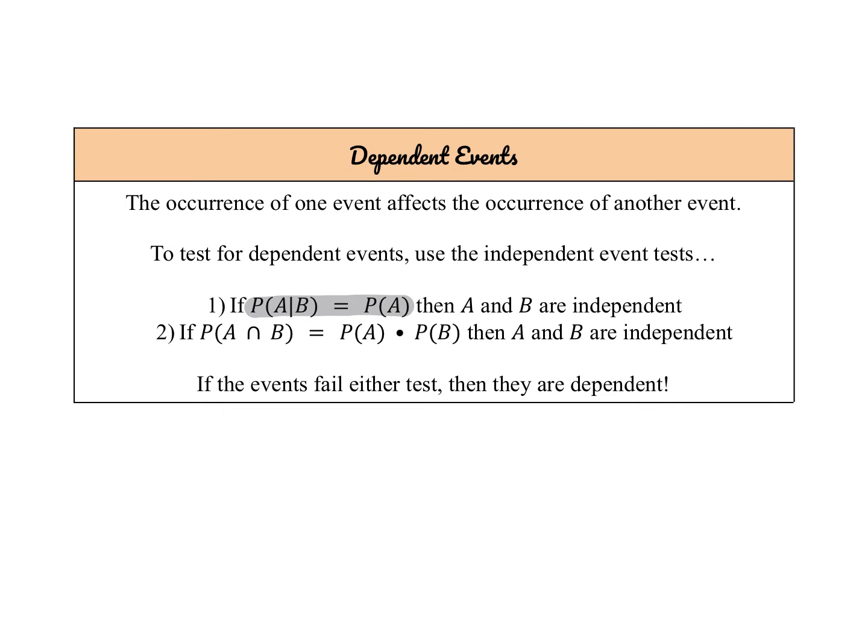You could either show that the probability of an event given another event is the same as just the probability of that event. So again, the condition doesn't affect that probability. Or you could show that the probability of the intersection of the two events is the same as the product of the individual probabilities. So if you test these and it fails the independence test, that means that they must be dependent.